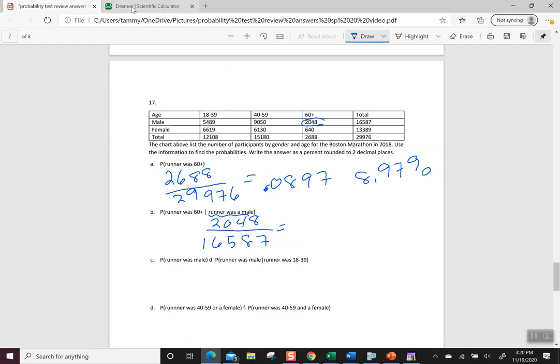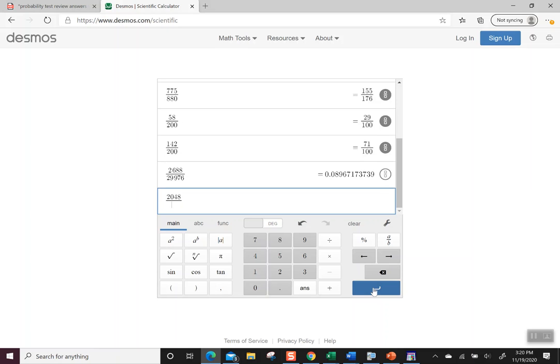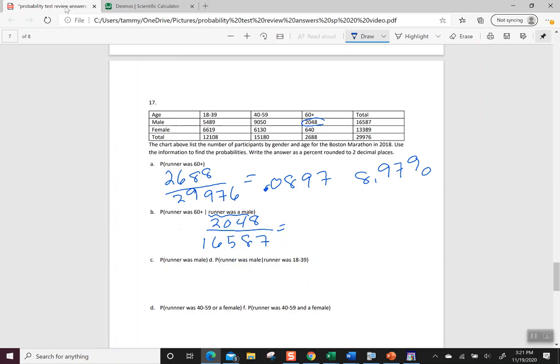Again, let me switch over and show you that in Desmos. So I have 2048, then divided by 16587. So that really is 1, 2, 3, 4, except that's 7, right? So I'm looking here, 1, 2, 3, 4, but the 7 tells me round that up to a 5. So at first I have 0.1235. That says 12.35%.